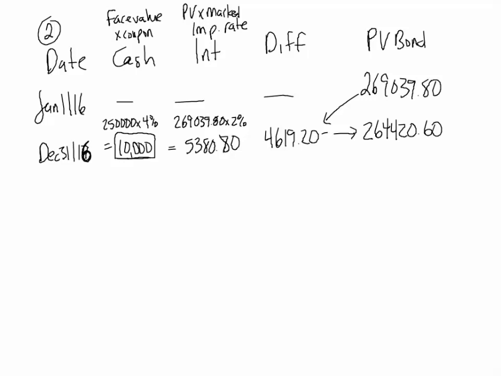Now I have to make an entry at December 31st, 2016, because I'm forking over $10,000. I have to recognize not only the $10,000 I'm forking over, but also that the interest expense is only $5,380.80, and that the bond value is going to go down by $4,619.20. So let's do that entry for a moment. I'm going to need a new page. This is at December 31st, 2016. I'm going to recognize that I'm going to fork over cash of $10,000.